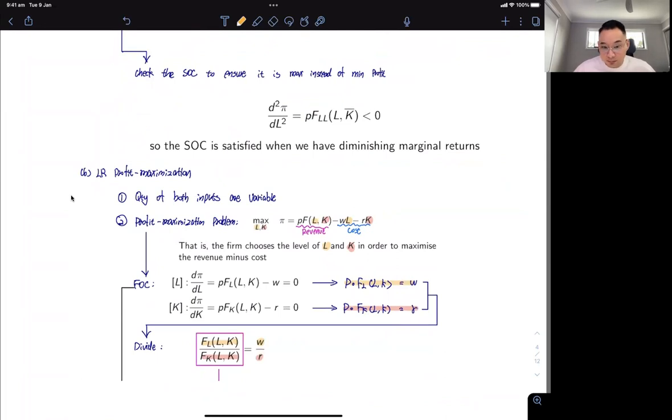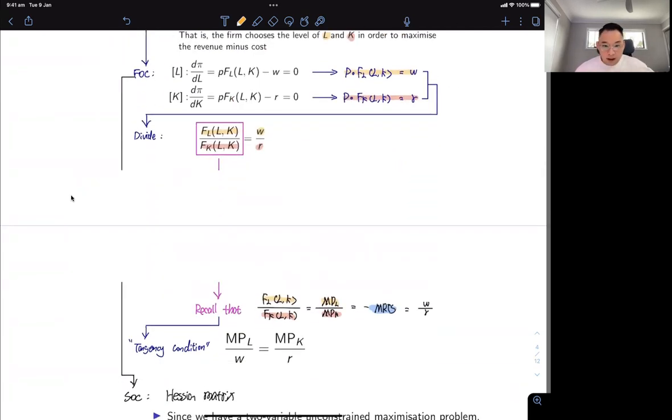In the long run, the quantities of both inputs are variable. Therefore, we'll have two first order conditions, against L and against K, with W and R being the wage and the capital rental rate. With those two equations, when we divide them, we get F_L divided by F_K equals W divided by R. Recall that this is simply the negative of the marginal rate of technical substitution.